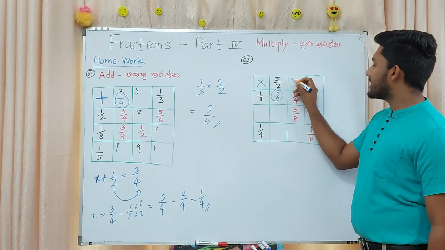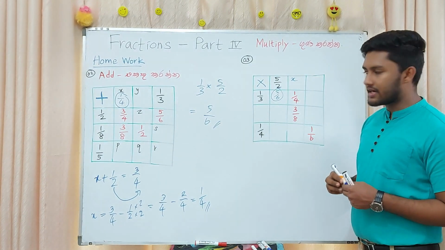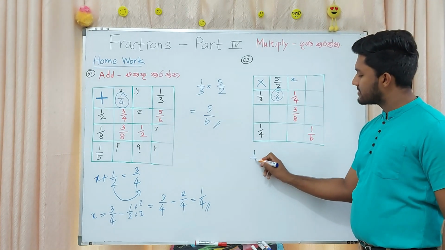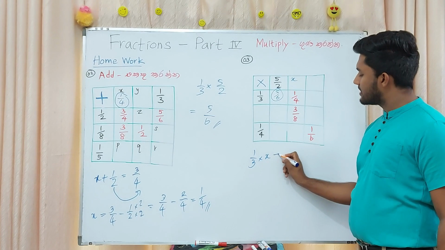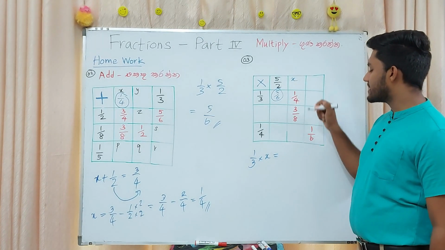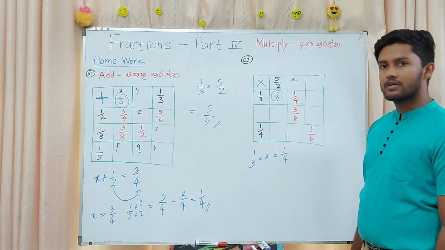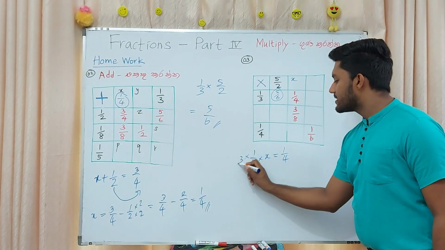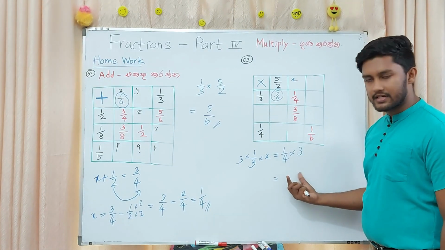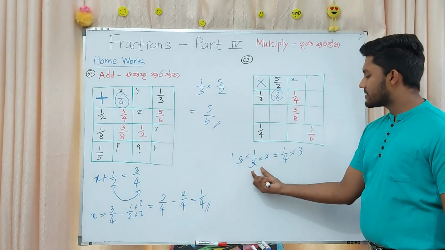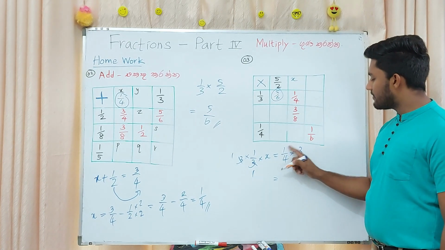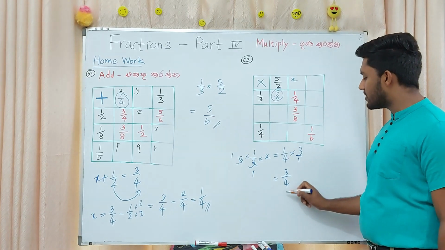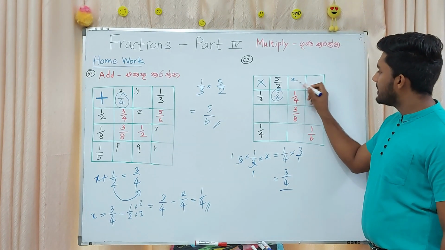Then when we take this empty space as x, right? 1 over 3 into x equals 1 over 4. Then we can find the value of x by multiplying both sides by 3. 3 into 1 over 3 into 1. Here 1 into 3, 3. 4 into 1, 4. 3 over 4 is the answer for here.